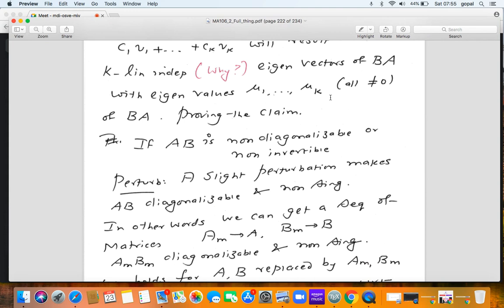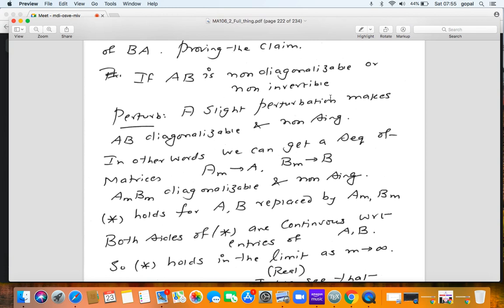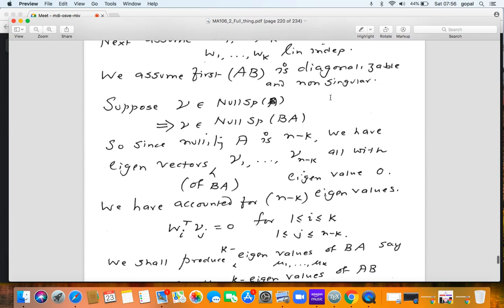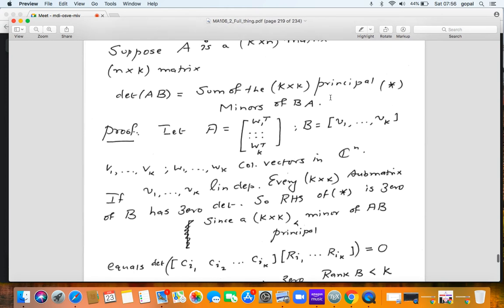So in other words, a precise way to say this is that there exists a sequence of matrices AM converging to A and a sequence of matrices BM converging to B such that AM BM is non-singular and diagonalizable, and AM BM will obviously converge to AB. BM AM will obviously converge to BA. Since AM BM is non-singular and diagonalizable, the Cauchy-Binet formula is valid for AM BM. In other words, determinant of AM BM equals the sum of the k by k principal minors of BM AM. In other words, the star equation, the Cauchy-Binet formula, holds for A replaced by AM, B replaced by BM on both sides.